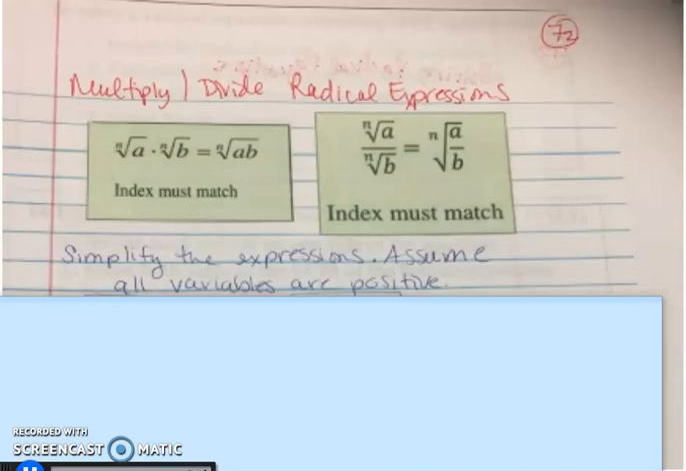On page 72, title it Multiplying and Dividing Radical Expressions. So we got done with adding and subtracting them, and now we're going to learn how to multiply and divide them.